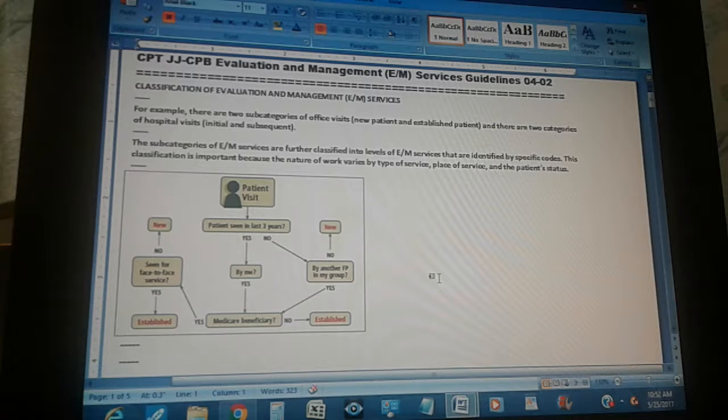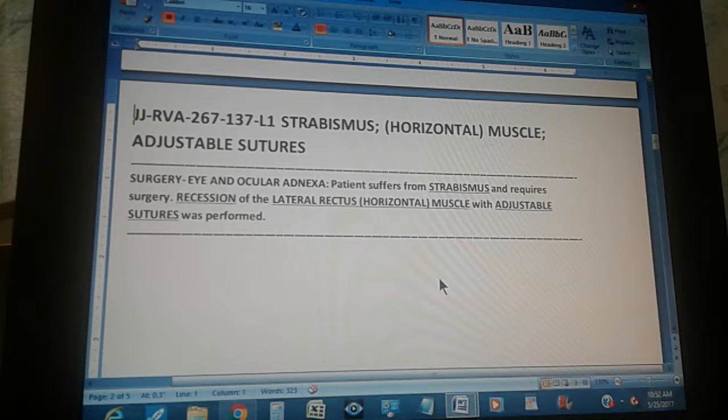All right, now that's our theory for today. Now let's do a problem. So 1, 2, 3. All right, JJ-RVA, page 267, exercise 137. This is a level 1 exercise and reads like this. Strabismus, horizontal muscle, adjustable sutures. All right. And the problem reads like this, the entire problem. Surgery, eye, ocular adnexa.